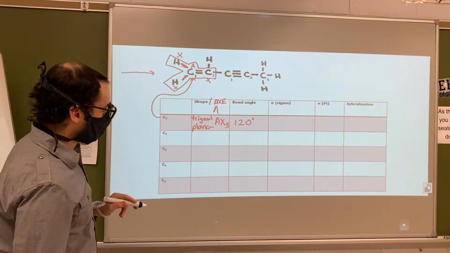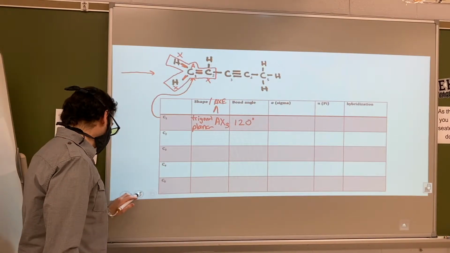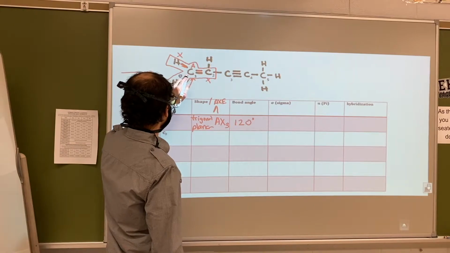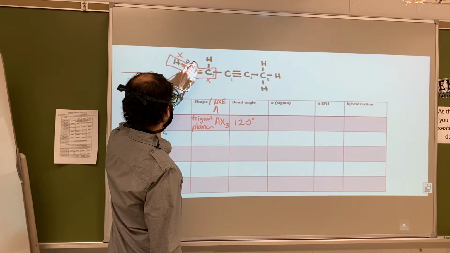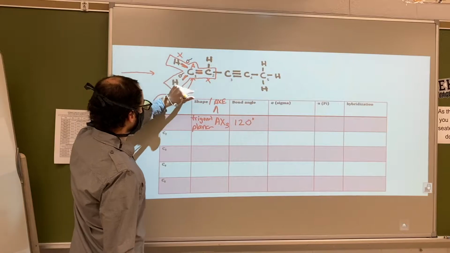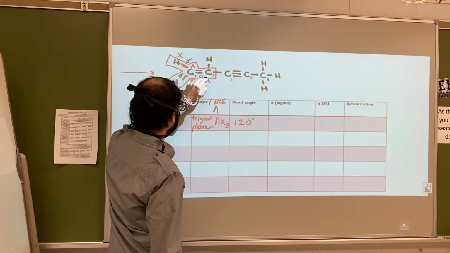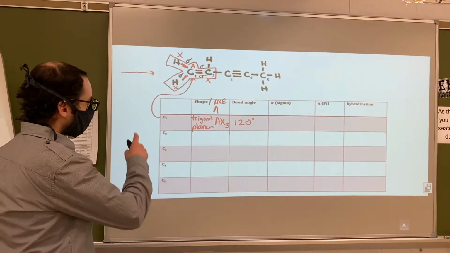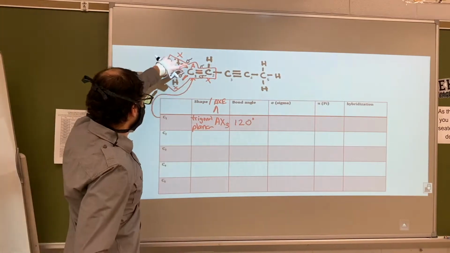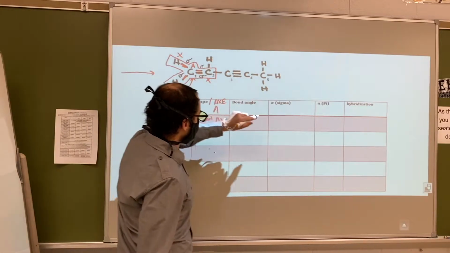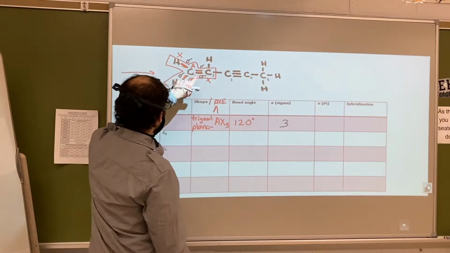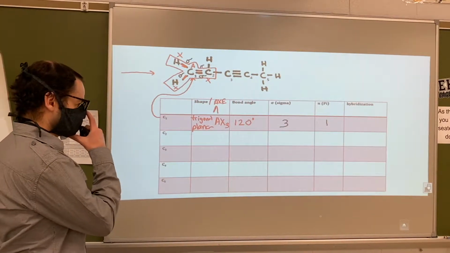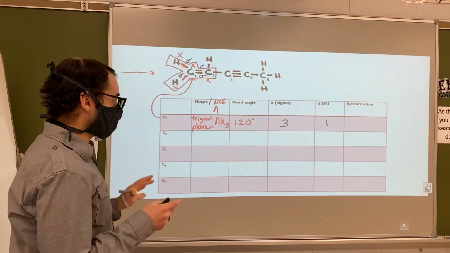Now the next thing we have to do is the sigma versus pi. Let me change the color. Remember, if it's a single bond, it's going to be sigma, so these are both sigma. If it's a double bond, one of them is sigma and one of them is pi. So for all of this, we have 1, 2, 3 sigmas, and there's only one pi bond there.